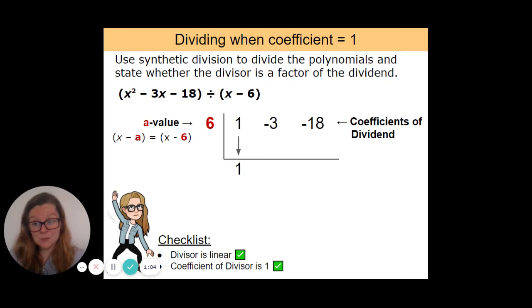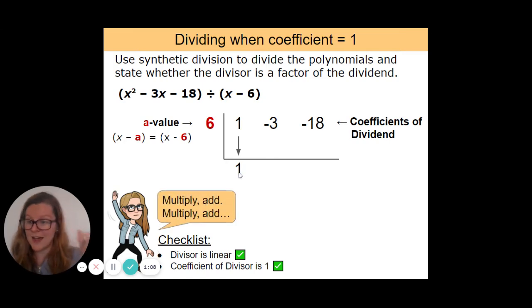And then after, it's pretty easy, y'all. This is like elementary school math. We're going to multiply, add, multiply, add, multiply, add, and that's going to be the rest of our math. So what I mean by that is you're going to take 6, multiply by this number down here, 1. 6 times 1 is 6. Put it right here. Then you are going to add these two numbers together. So -3 plus 6 will give you a +3. And then you start over.